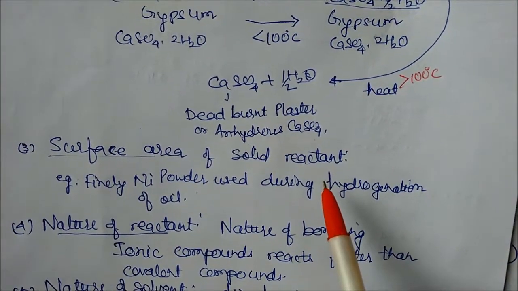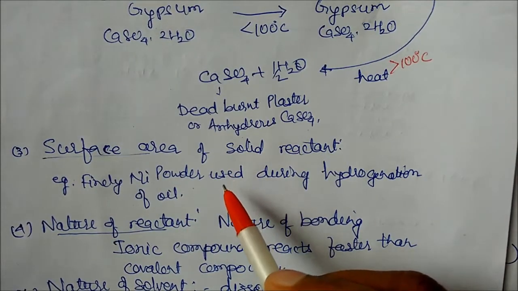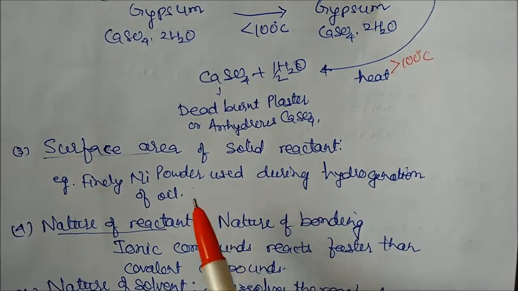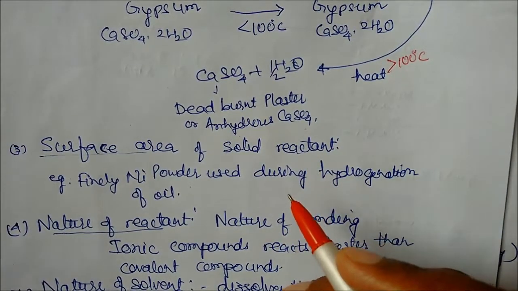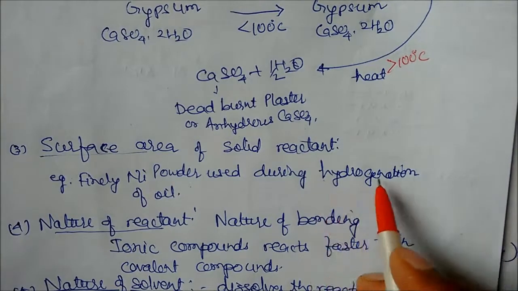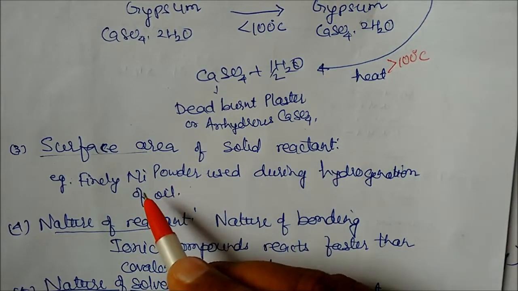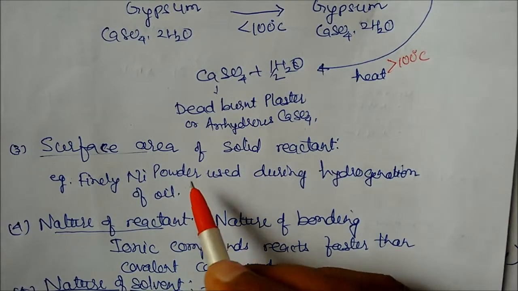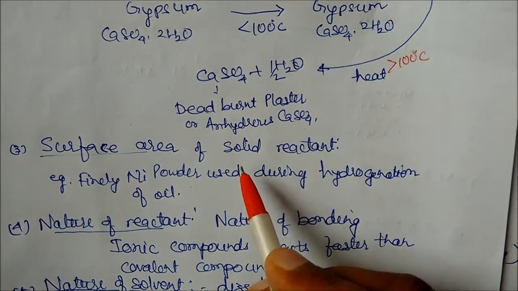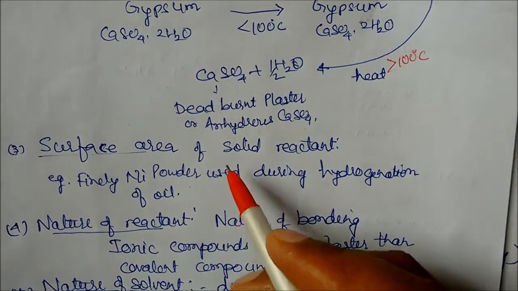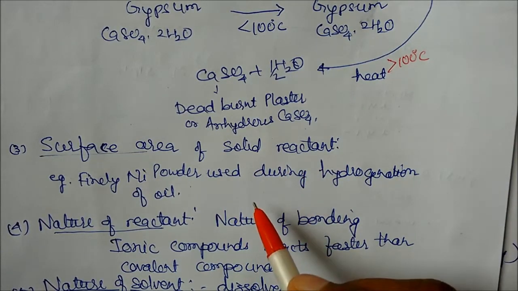Next, surface area of the solid reactant. If the reactant is solid, the reaction depends on its surface area. We have to break the solids into small pieces. Small microparticles of the solid have more surface area, so the reaction will take place faster and more smoothly. For example, in hydrogenation of oil, we use finely powdered nickel and pass hydrogen over the nickel powder, so hydrogen is added to the oil via the nickel powder. If the nickel is in micro powdered form, then it is possible. If you take the solid in a large size, then the reaction will not occur. But if you take powdered form, the surface area of that powder becomes larger and larger.